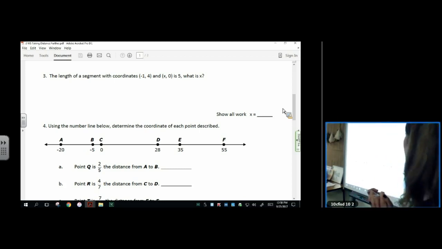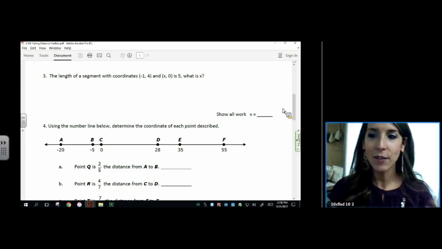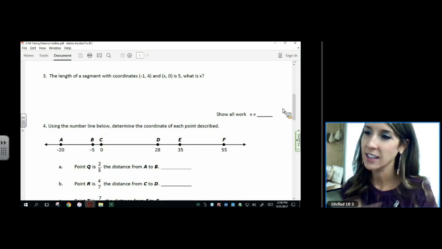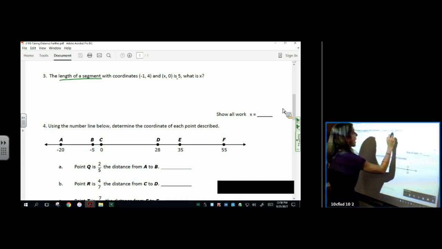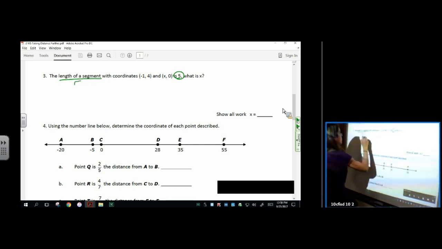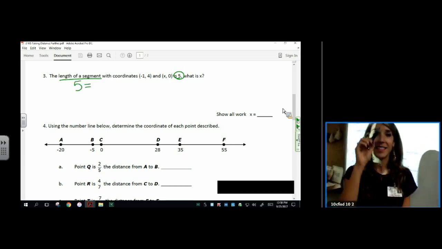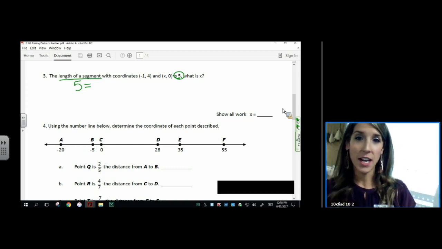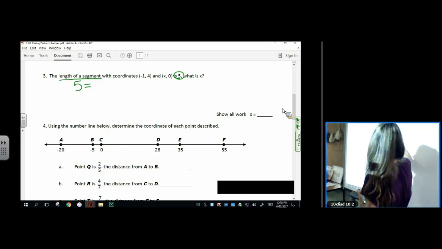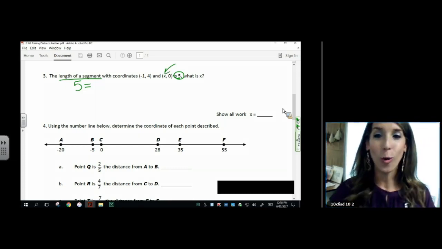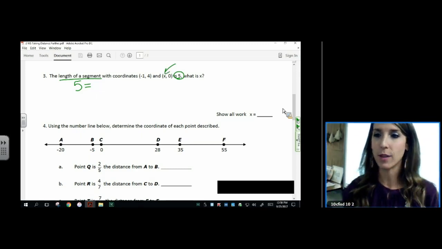Look at this. It's kind of like Jeopardy. They give you the length. The answer's five. So you know the length. The length of the segment is five. So we know that when we solve with the distance formula, the answer's going to come out to be five. The problem is we're missing one of the coordinates. We're missing the x value of one of the coordinates.